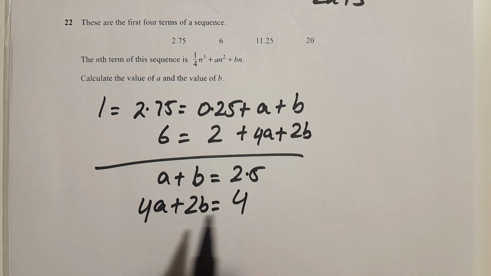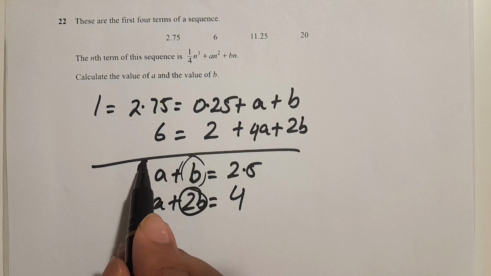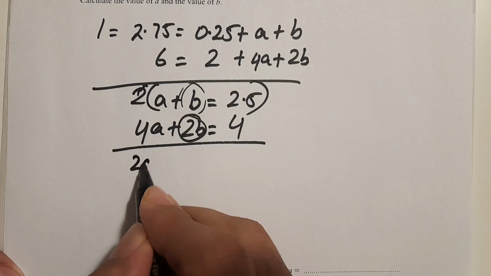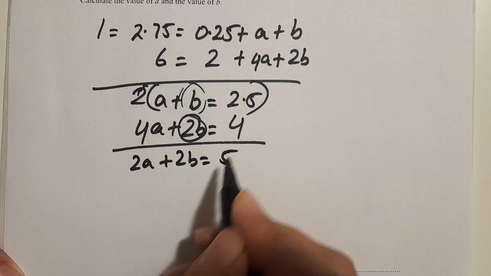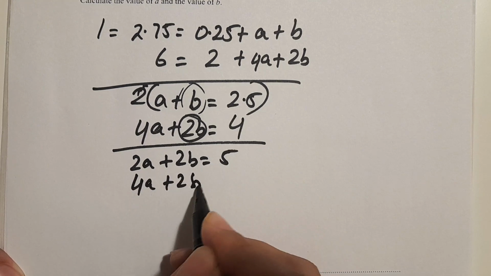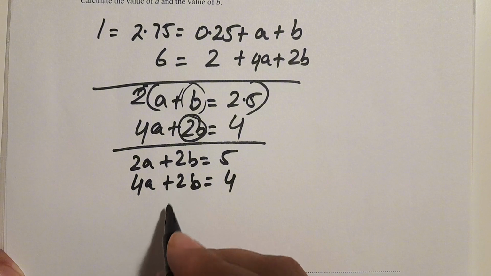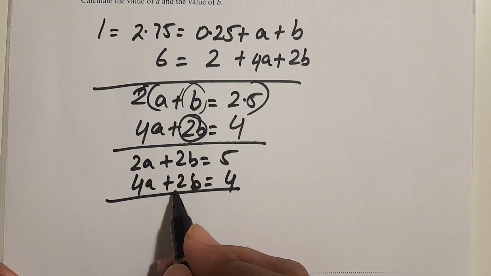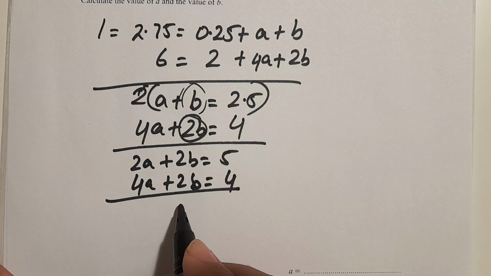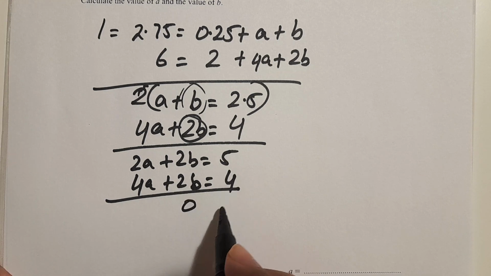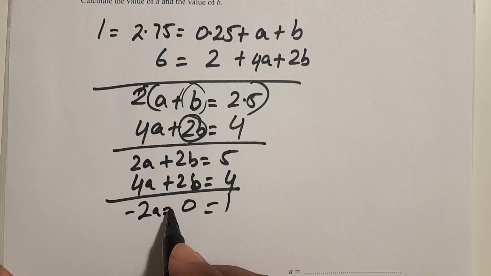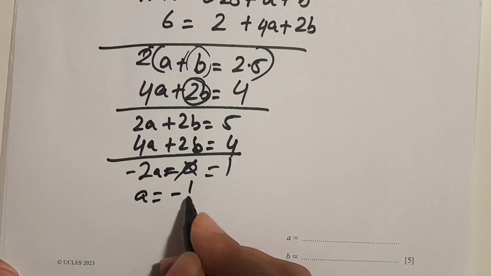Now we will use the simultaneous equation and make the value of b the same. So multiply by 2, that will be 2a plus 2b is equal to 5, 4a plus 2b is equal to 4. So subtract, like this, 2b minus 2b will be 0, and 5 minus 4 is 1, and 2a minus 4a is minus 2a, so minus 2a is equal to 1 because 2b is cancelled out. So a is equal to minus 1 over 2.